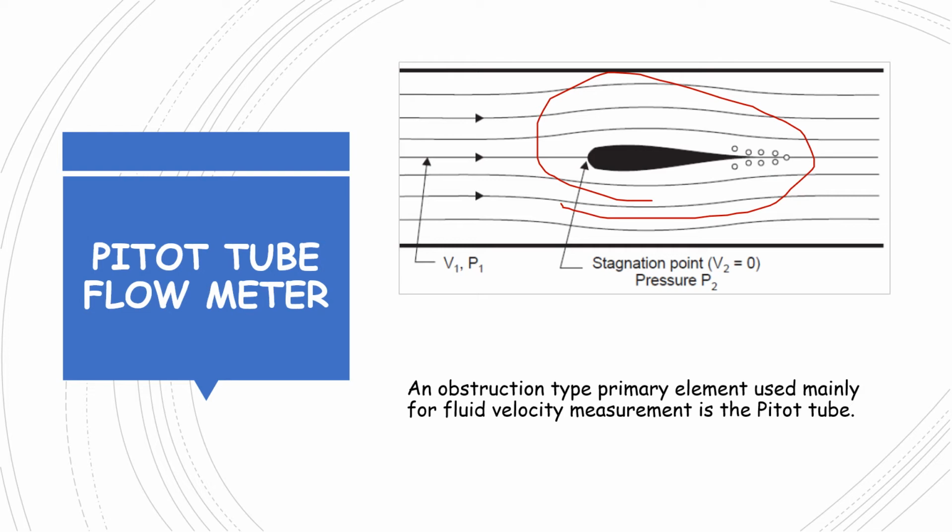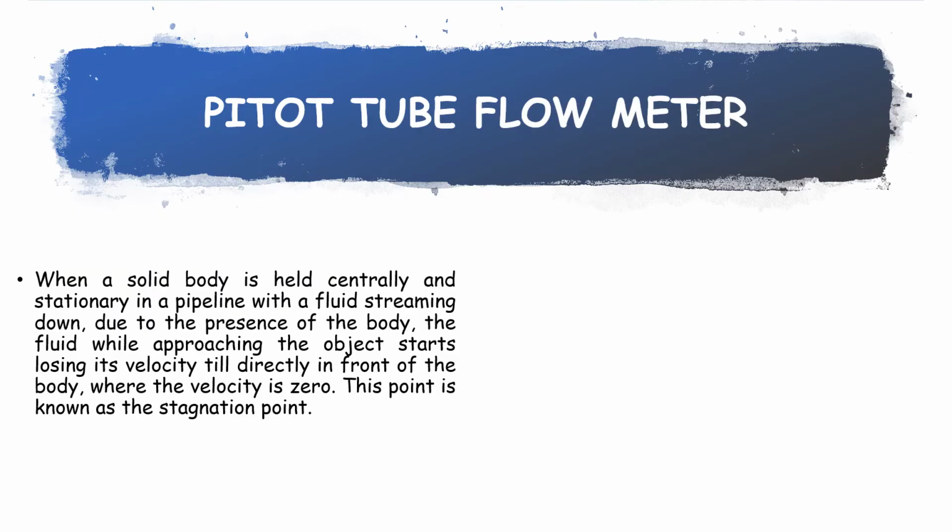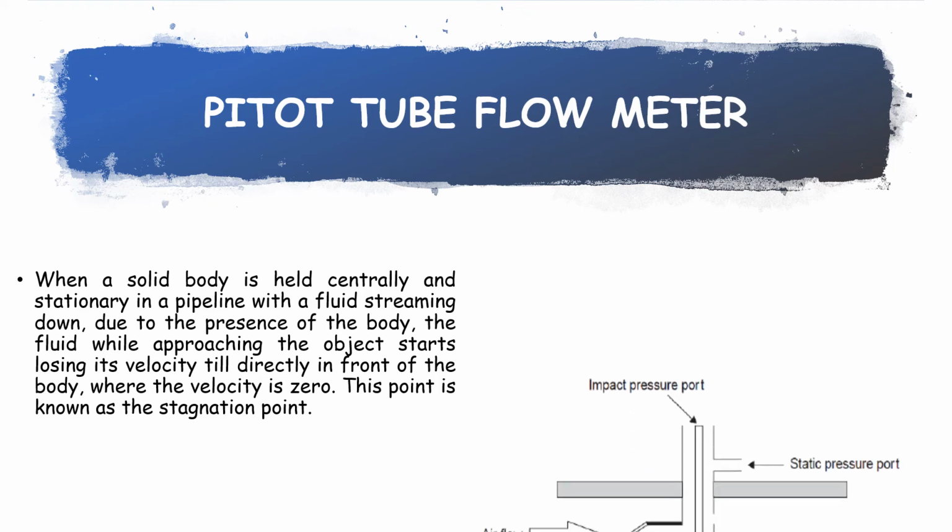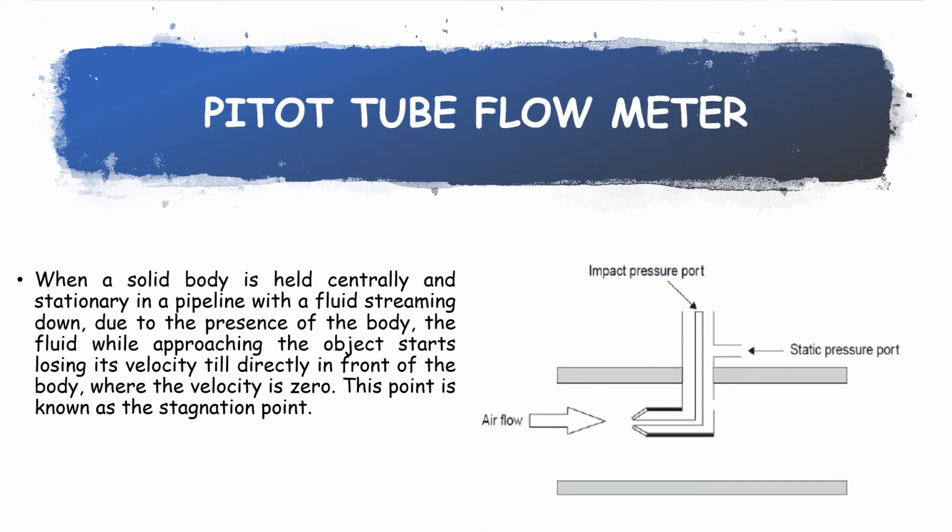Now the simplest Pitot tube consists of a tube with an impact opening of 3.125 mm to 6.35 mm diameter pointing towards the approaching fluid. This measures the stagnation pressure. Here again you have the definition of your stagnation point, and when we look into the diagram, this is a common industrial type Pitot tube.